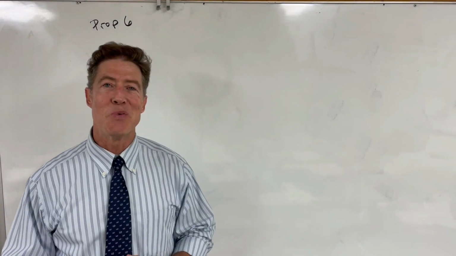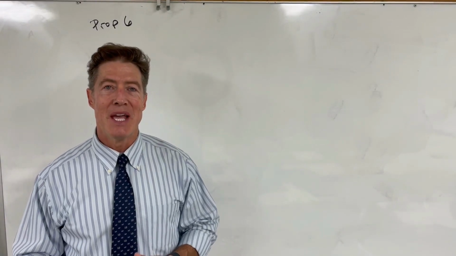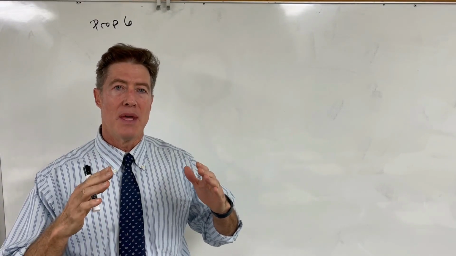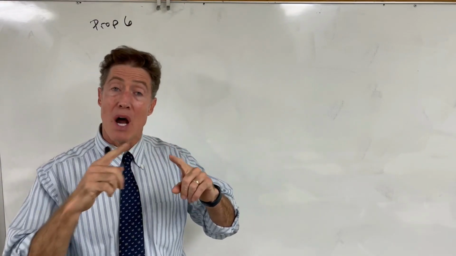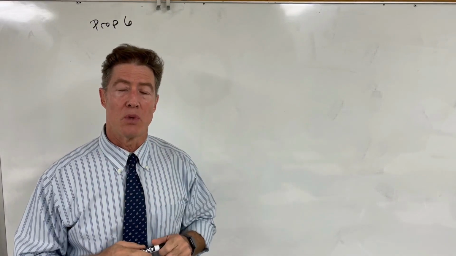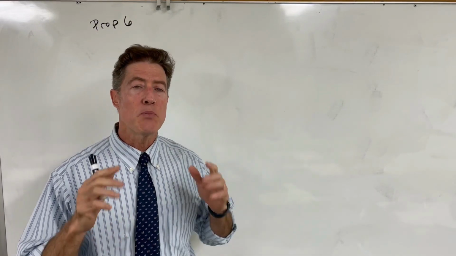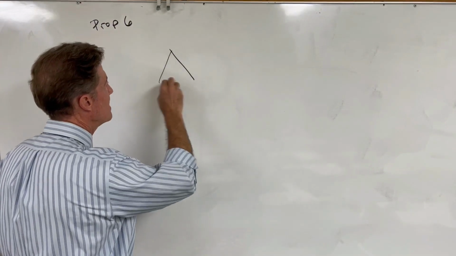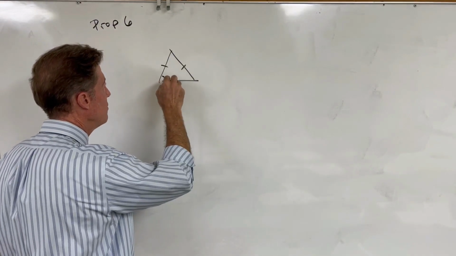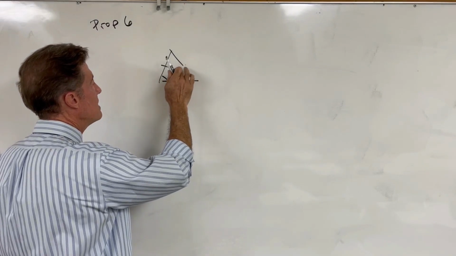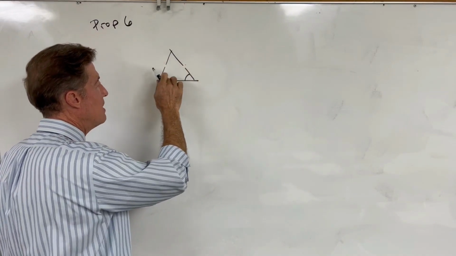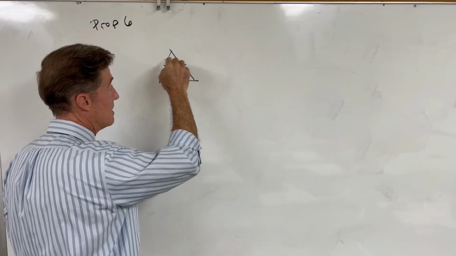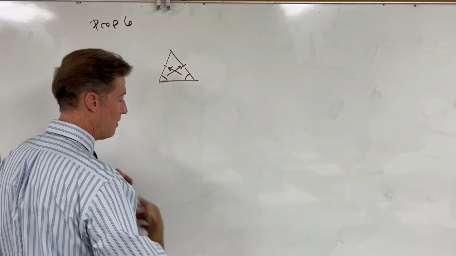Euclid's Elements, Book 1, Proposition 6. If in a triangle two angles be equal to one another, then the sides that subtend or are opposite those equal angles will also be equal. This proposition is the converse of Prop 5. Remember, Prop 5 says if we have two equal sides, we can prove equal angles. Well, in this case, we're starting with equal angles, and we're going to prove that the sides opposite or that subtend those angles are equal.